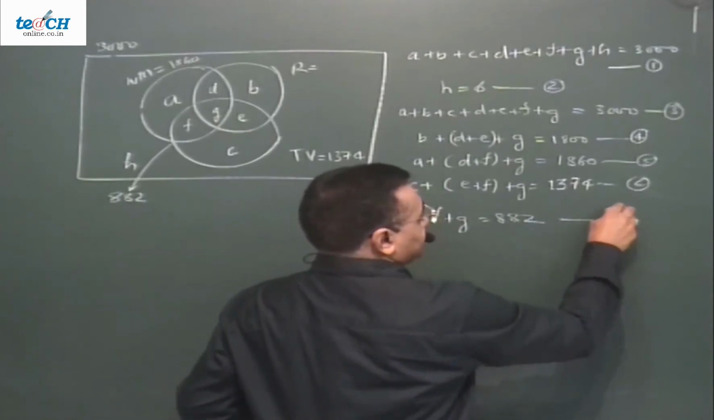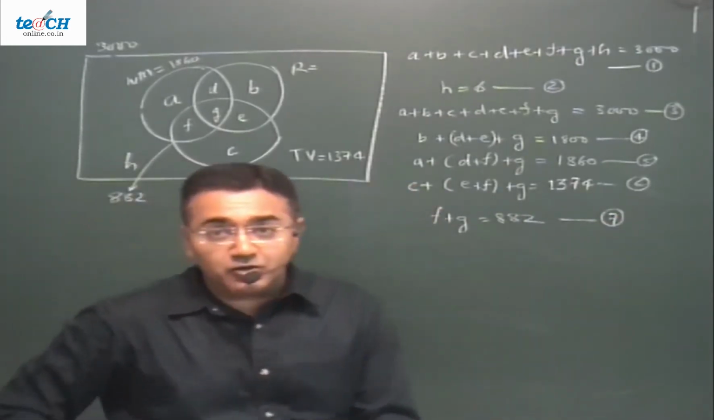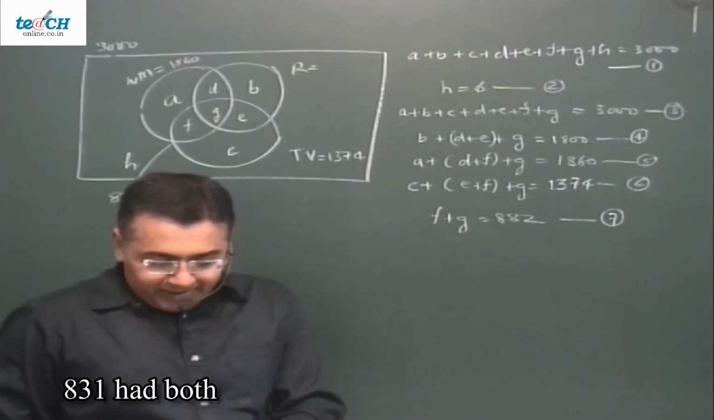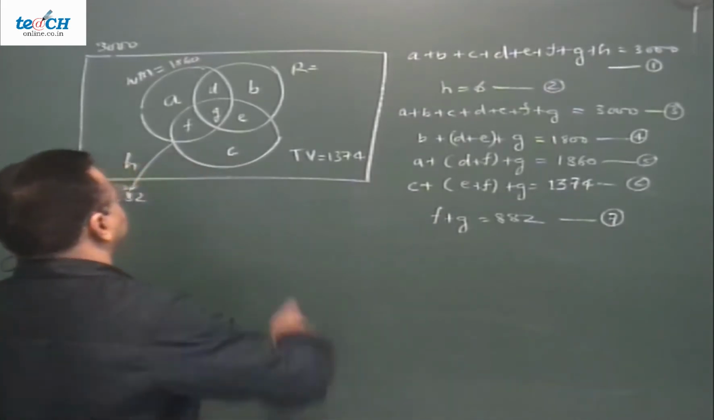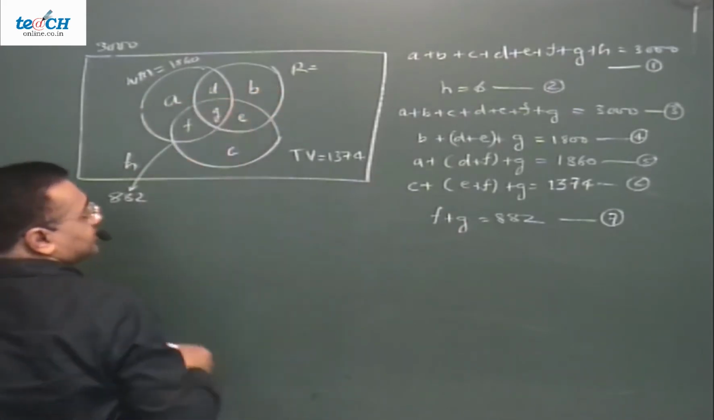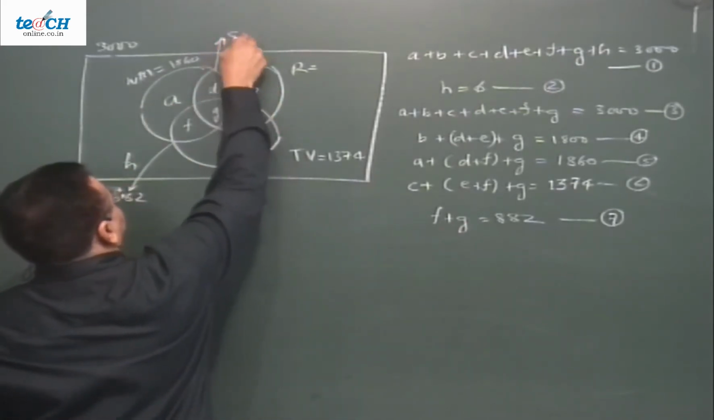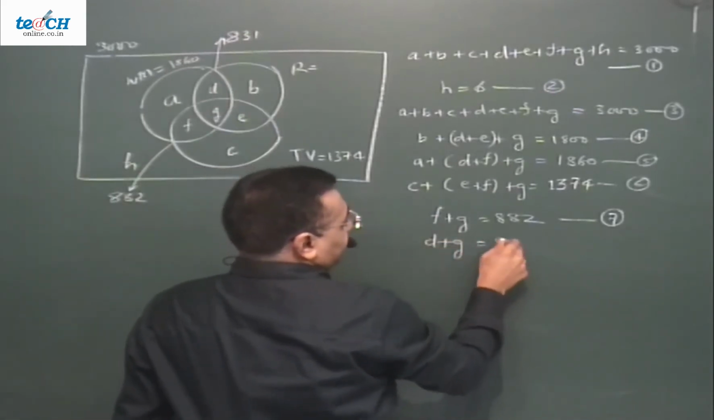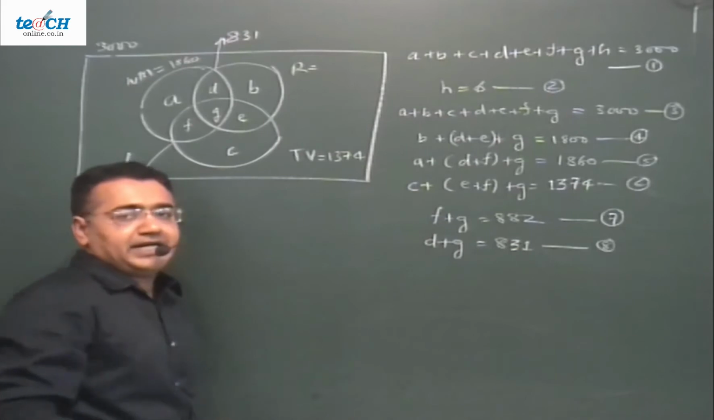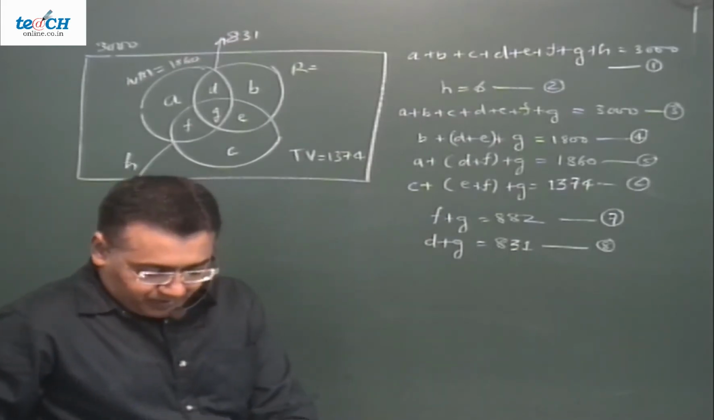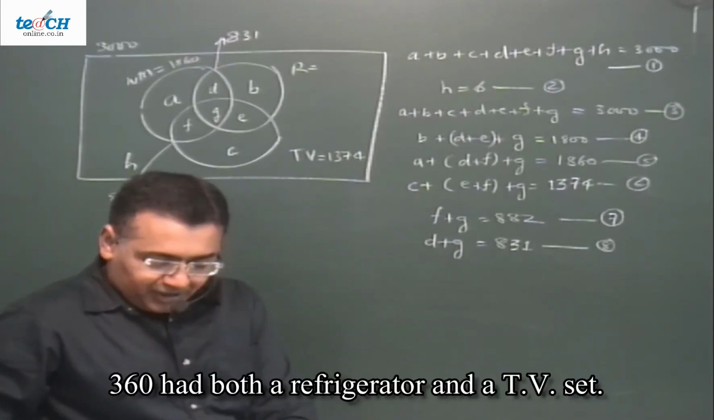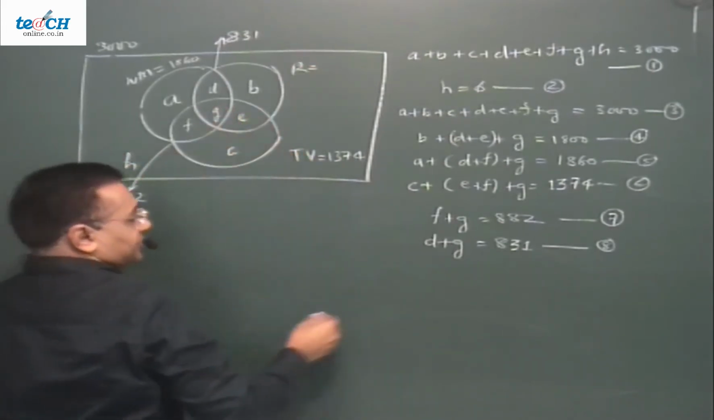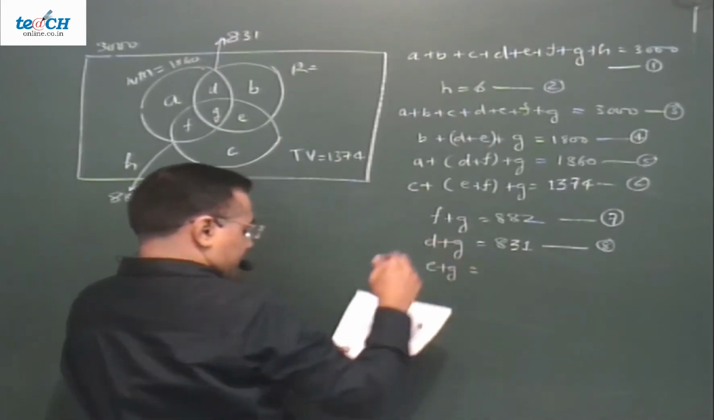Equation number 7. Now I can use the same logic to write the next two data sets. So you quickly do it with me. 831 had both washing machines and refrigerators. Washing machines and refrigerators. So we're talking of D plus G. This is 831, which basically means D plus G is 831. Equation number 8. Then we move to the next data point, which says 360 had both a refrigerator and a TV set. Refrigerator and a TV set, which is E plus G. E plus G is 360.